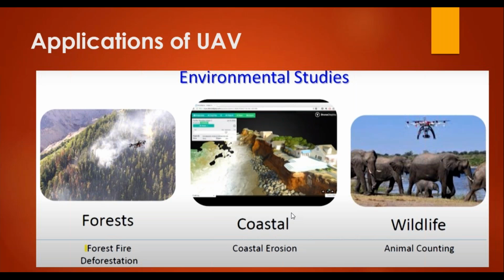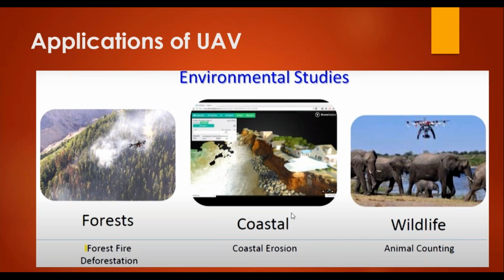UAVs are being used because of their capability to connect to the ground station, and they are controlled by the pilot on the ground. And there are many other applications in which the UAV is directly connected to the satellites, and the pilot is controlling the UAV through the satellite link itself.